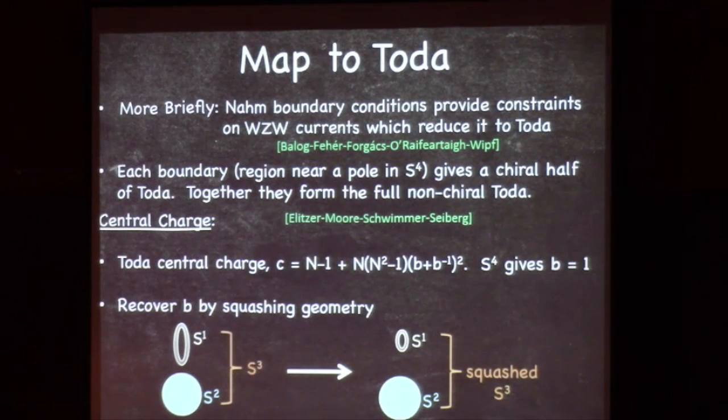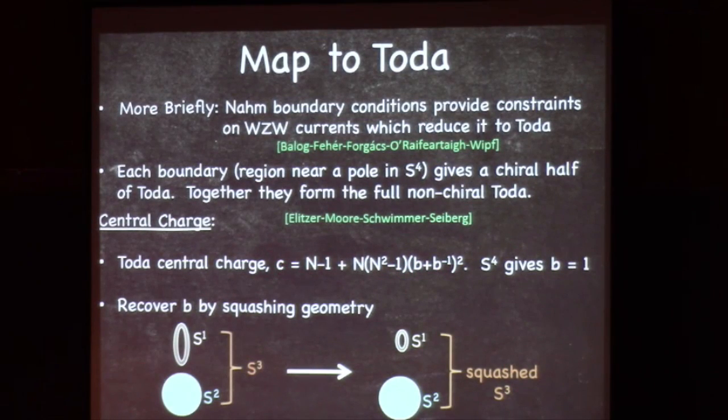Finally, let me just say some comments about the central charge. So Toda depends on a coupling constant b, which is a continuous parameter. And you can ask, what value of b did we land on? Well, the round four-sphere in the explicit construction that I described gives the value b equals 1. And so that tells you what the central charge of the Toda theory is.